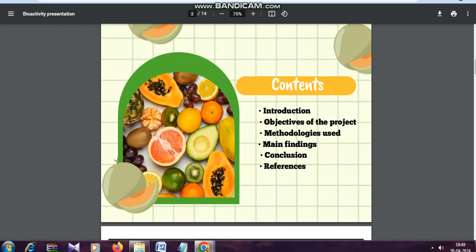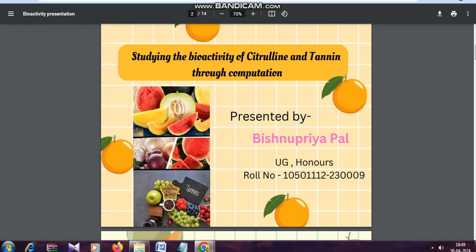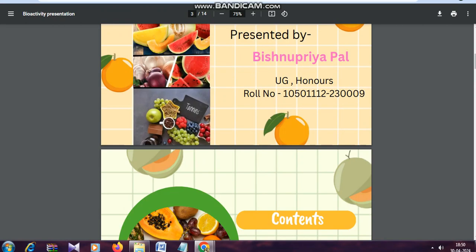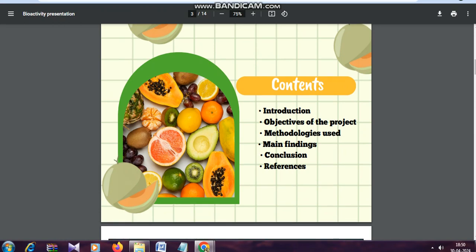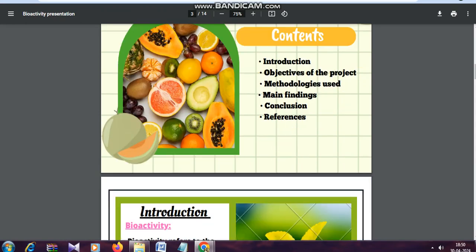So my topic of the presentation is studying the bioactivity of citrulline and tannin through computation. The next slide is about the contents. So these are the contents which I will share one by one. Firstly, introduction, second, objectives of the project, then methodologies used, then main findings, then conclusion, and at the last, references.